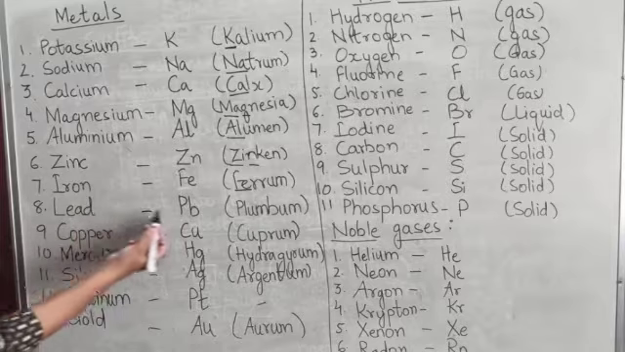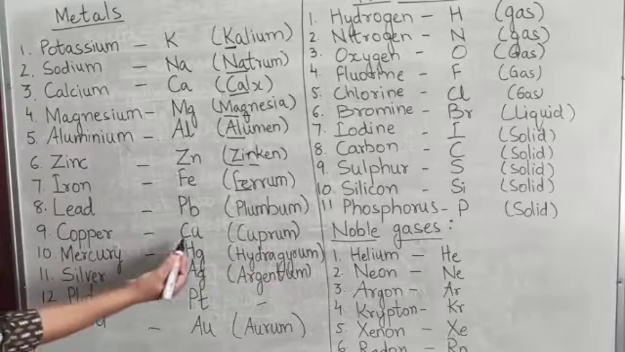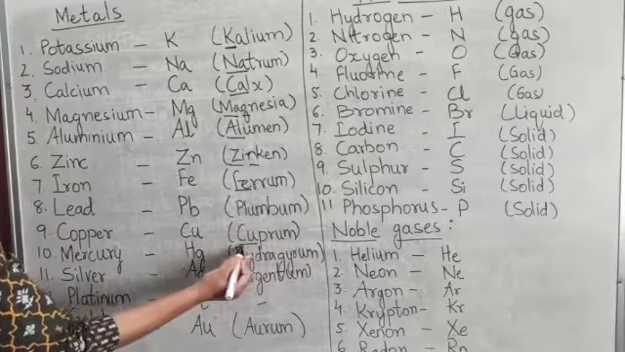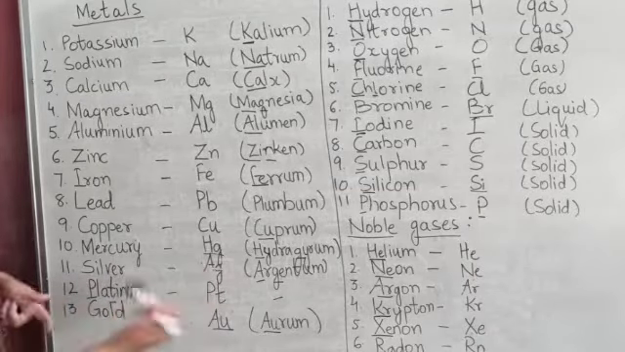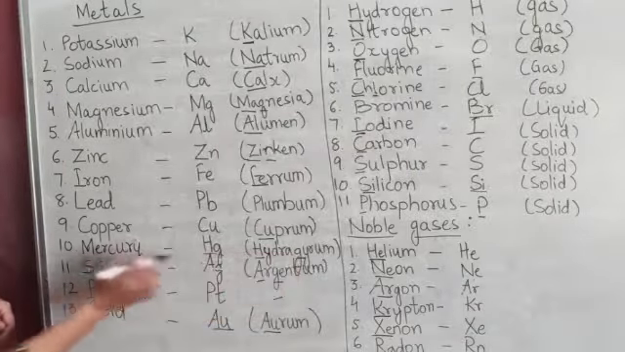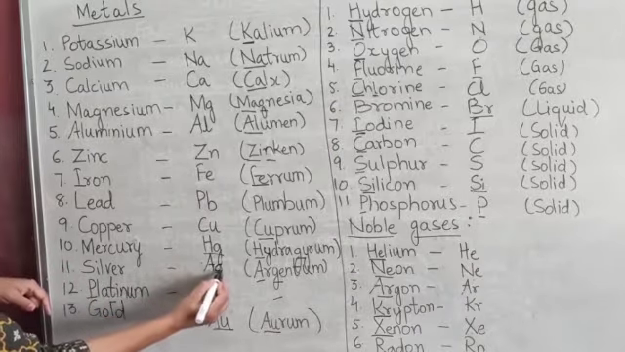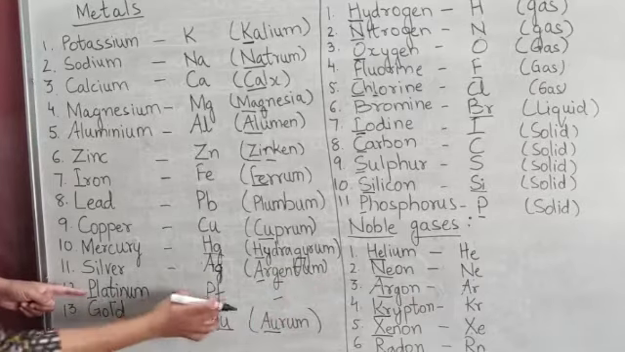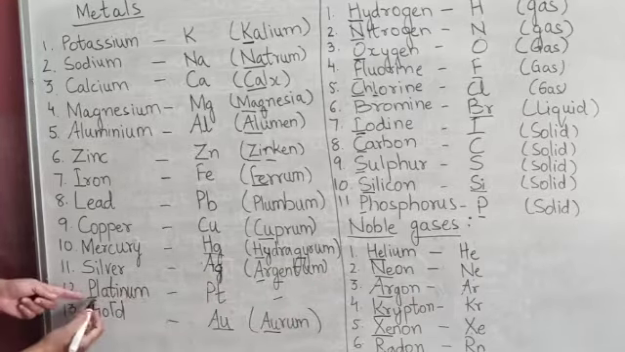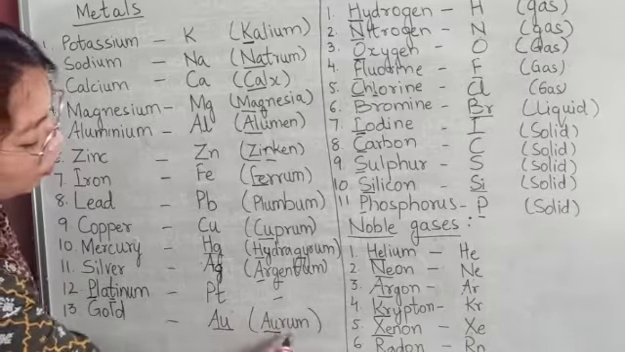Then lead. The symbol of lead is Pb, derived from plumbum. The symbol of copper is Cu, derived from cuprum. Now mercury. The symbol of mercury is Hg, derived from hydrargyrum, the Latin name for mercury. Then comes silver. The symbol of silver is Ag, derived from argentum. Platinum doesn't have any Latin name, so it is derived from the original name only, Pt. The symbol of gold is Au, derived from its Latin name aurum.